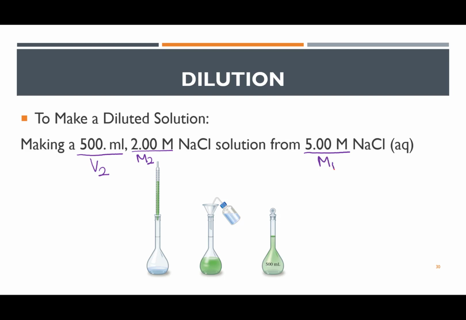Then what you want to calculate is how much of the concentrated solution, the 5 molarity, that you want to pipette out. This is called a pipette. I'm not sure if it's 1p or 2p pipette, okay, I put it 1p. Then you need to know how much of a concentrated solution you need to pipette out in order to make a diluted solution that's 2 molarity and it's in 500 milliliter.